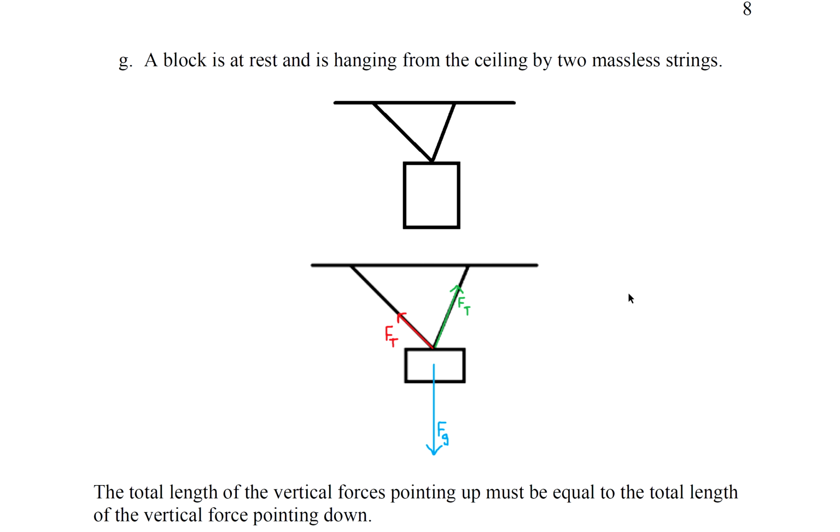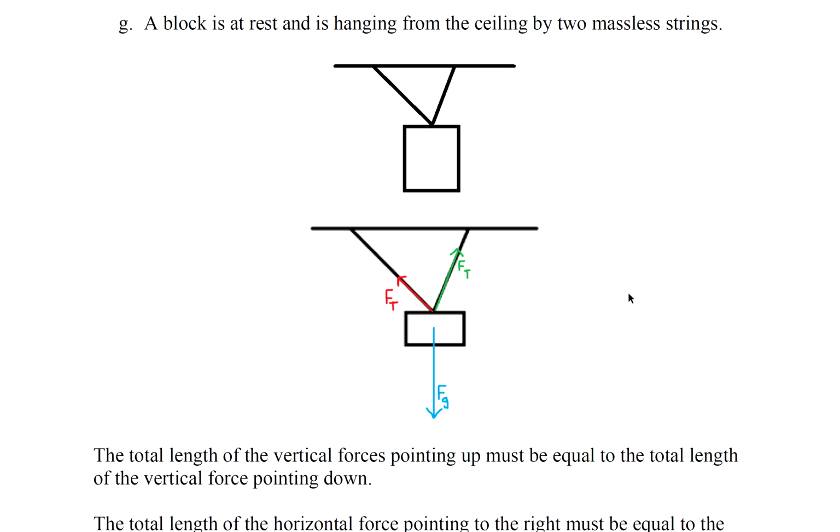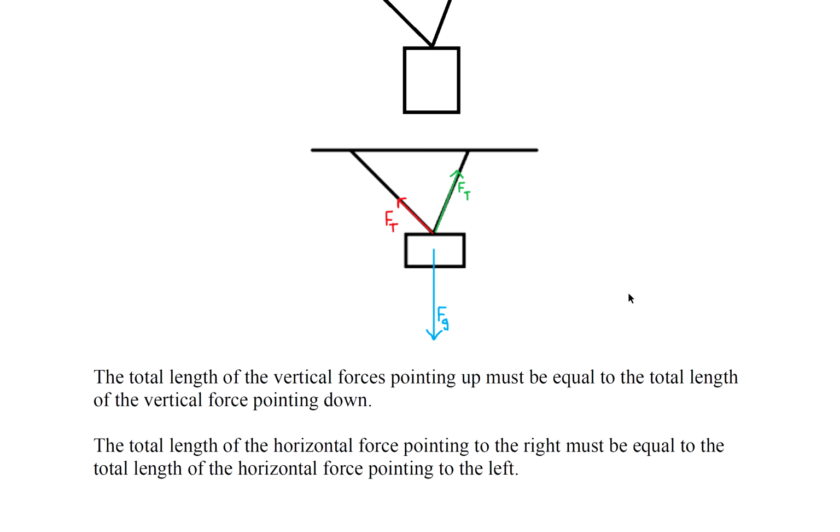Question 8. A block is at rest and is hanging from the ceiling by two massless strings. So we have two forces of tension and one force of gravity. Remember, force of tension is from the string. Force of gravity is from the middle. So the total length of the vertical forces pointing up must be equal to the total length of the vertical force pointing down. And the total length of the horizontal force pointing to the right must be equal to the total length of the horizontal force pointing to the left.